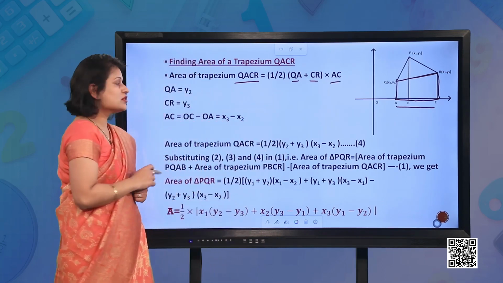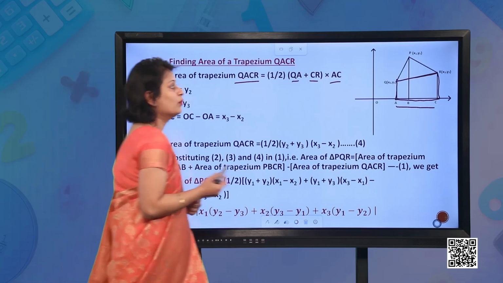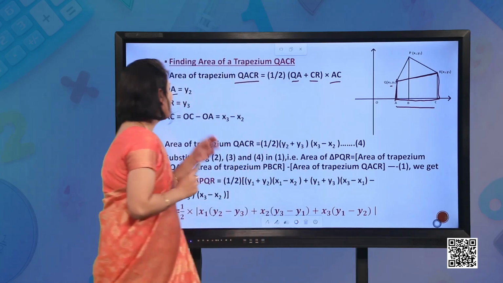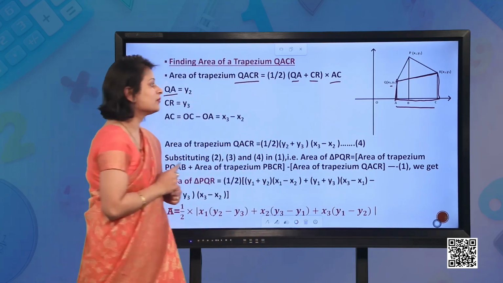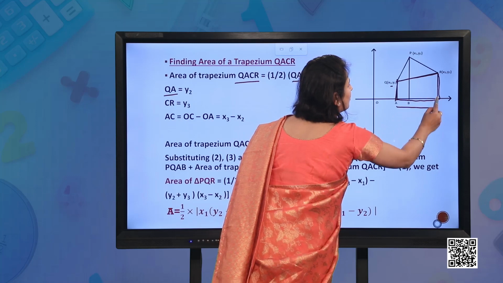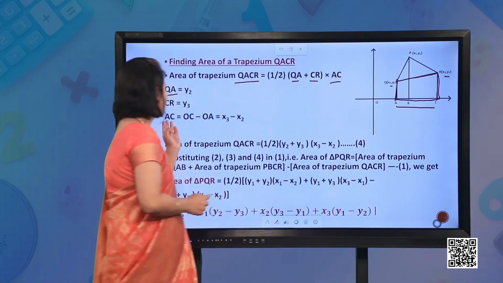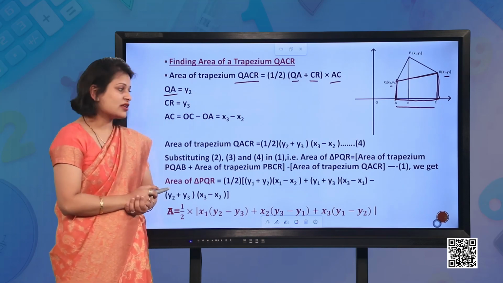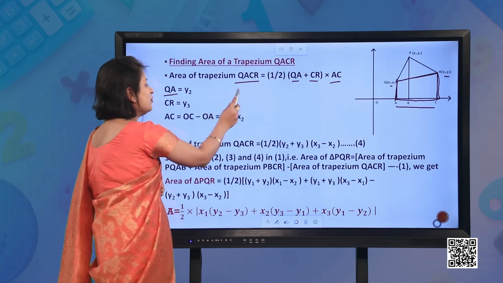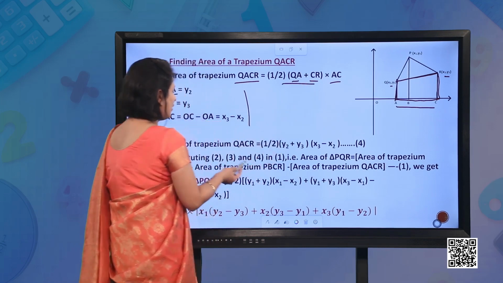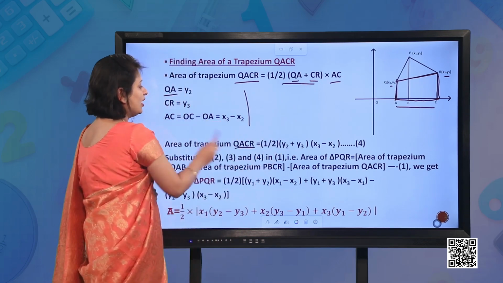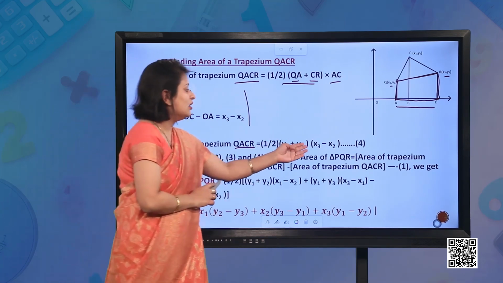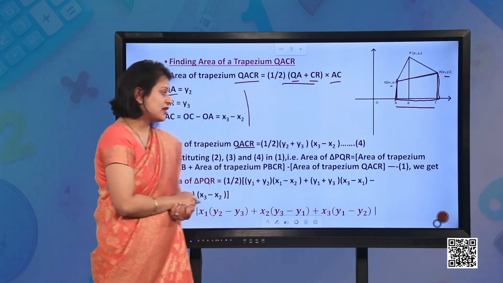Simply substitute the values. Here QA is what? This is Y2. And what is CR? This is Y3. So, AC will be OC minus OA, which is X3 minus X2. Simply substitute these values. And here, what will you get? Area of trapezium QACR as half into Y2 plus Y3 into X3 minus X2.